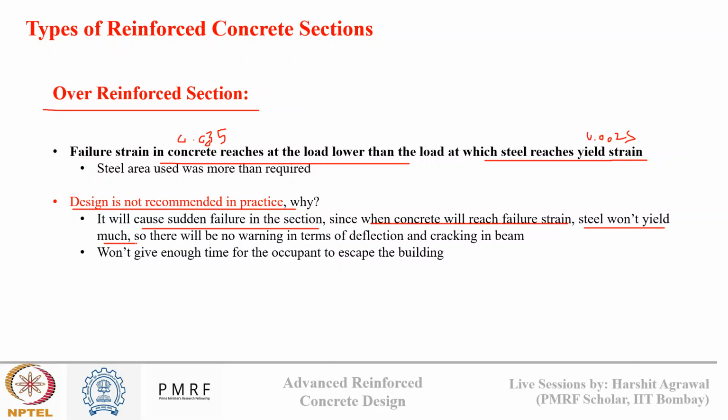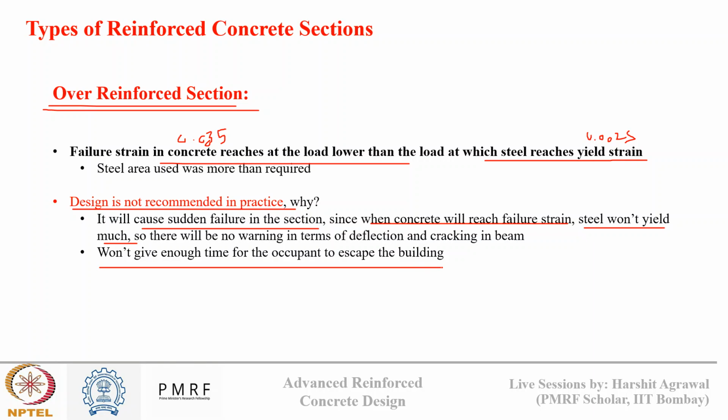Since concrete fails before steel, steel won't yield much, so we won't see much deflection, much cracking in the system. There will be no warning signs that a reinforced concrete will offer, and it will undergo a sudden failure. So that's why this over reinforced section design is not recommended. We won't get enough time for the occupants to escape the building if there are signs of collapse.